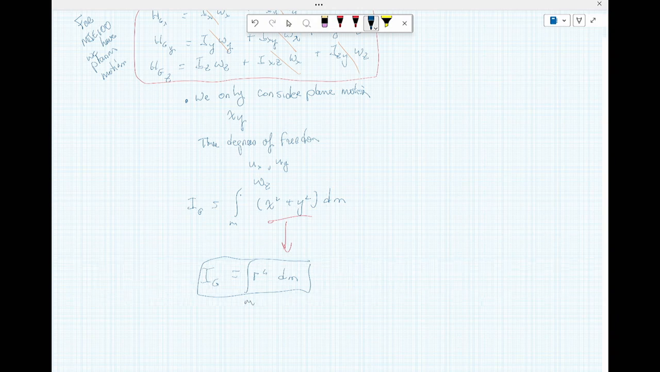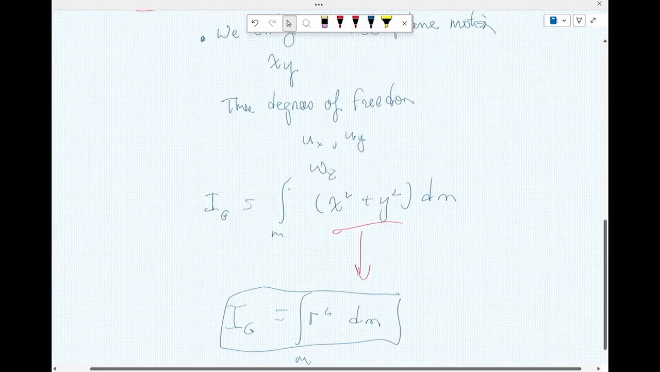And I don't know why it's so thin. There we go.